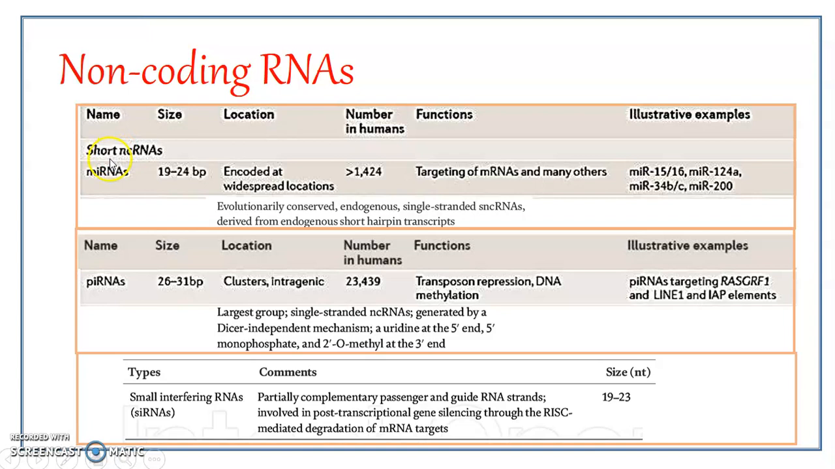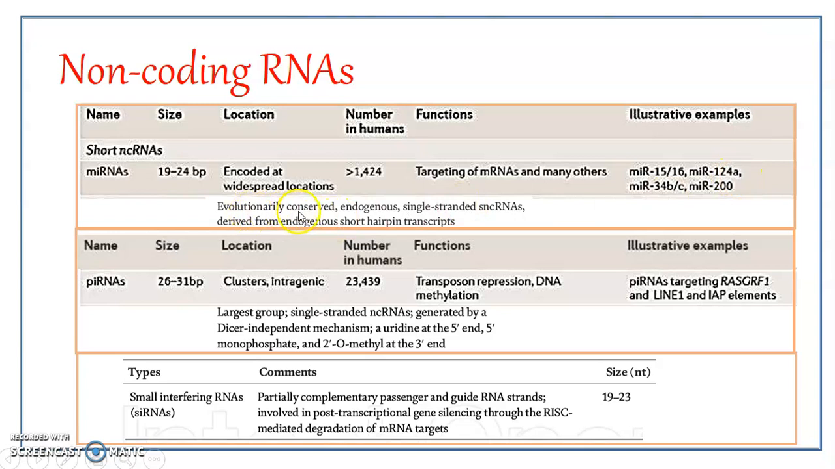MicroRNAs and small interfering RNAs are small stretches of double-stranded RNAs, 19 to 24 base pairs in length, and they are usually encoded at widespread locations. In humans, more than 1424 microRNAs are found, around 1500. The target sequences include the mRNAs and many others, by which they bring about the arresting of the transcription and post-transcriptional gene silencing. Examples are microRNA 15, 16, microRNA 124A, etc.